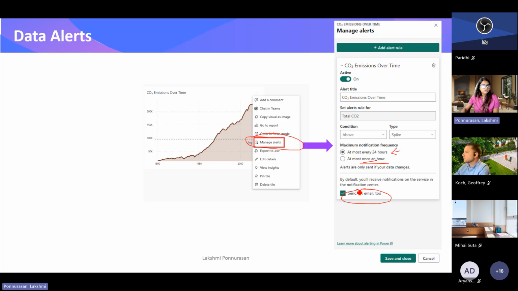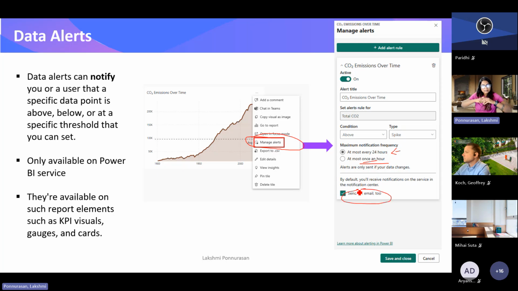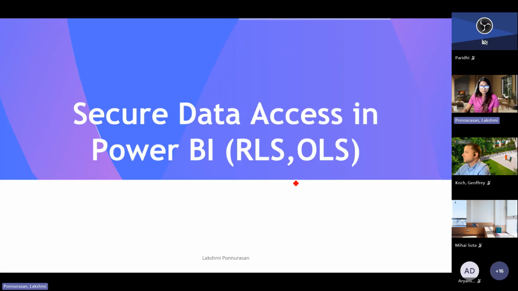Click on send me an email. You will get an email. What happens is whenever your data goes above, below, or hits a specific threshold, you are going to get an email.